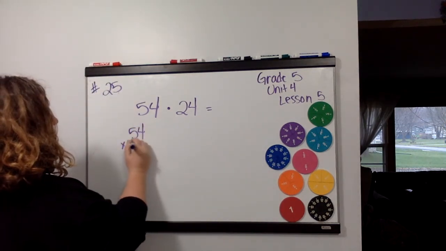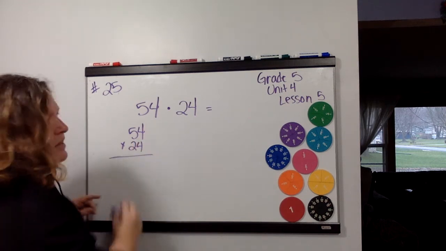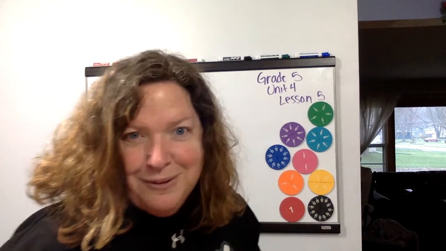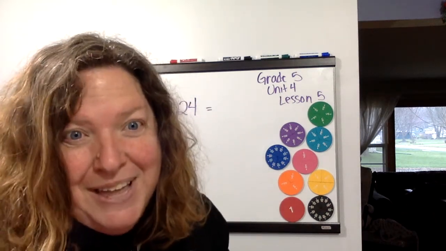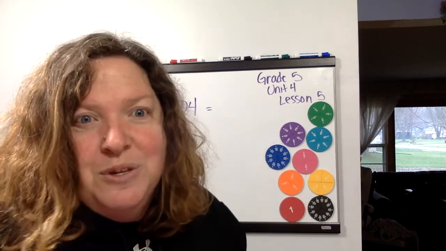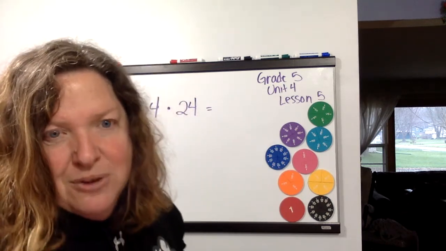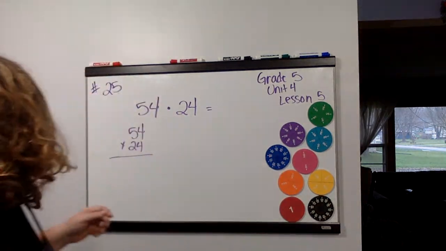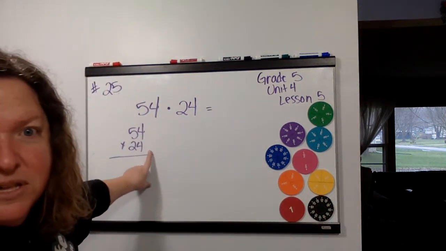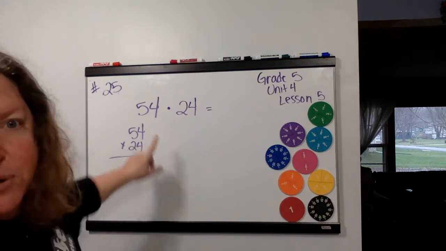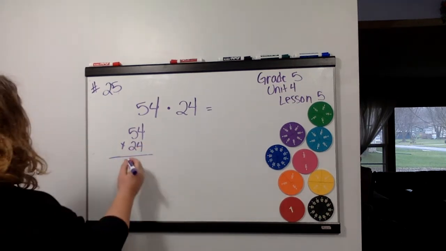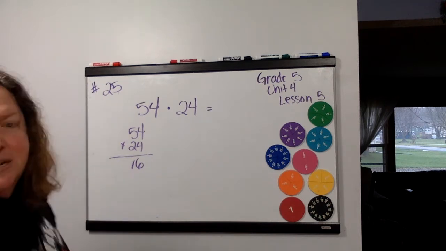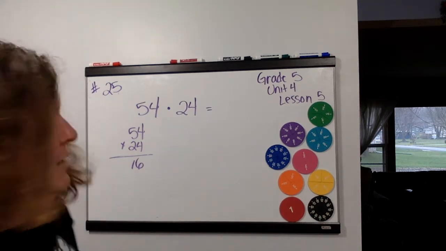Now, I'm going to write this up and down, and I'm going to show you one of my other favorite methods, and I know it's a favorite of a lot of you as well, because it works really well and it helps us understand place value. And it doesn't take up a lot of time, and you don't have to draw a box, so it's kind of great. So we're going to start in the ones place and do 4 times 4, which is 16. So we're going to write that down.